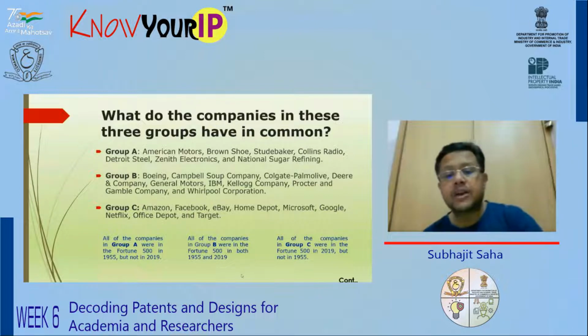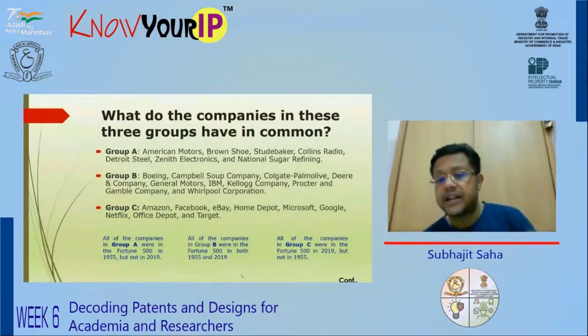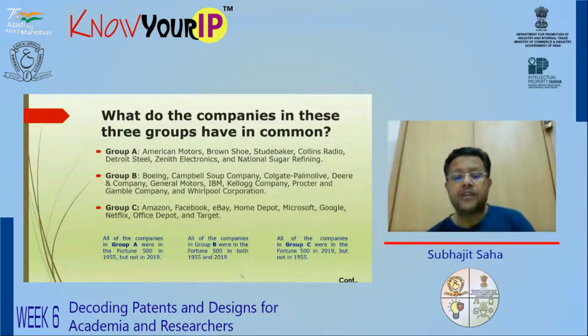So this is what companies have in common. I was trying to say all the Group A companies were in the Fortune 500 in 1955. Now they don't find any place: steel, radio, sugar refining, and all that. Then the Group B companies were there in the Fortune 500 in both 1955 and 2019, because you can't be out with a Boeing, since Boeing and Airbus are the two largest commercial aircraft manufacturers. And then definitely it will not go out. And then you have Whirlpool, Kellogg's, Procter & Gamble.